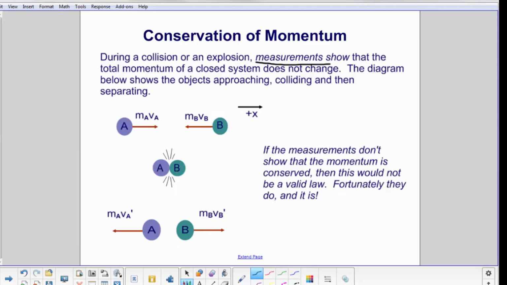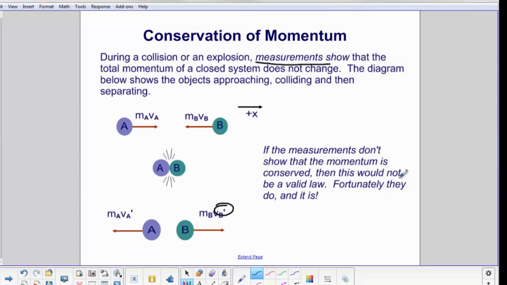They then move away. We're not being too careful about the length of the vectors because we don't know yet which momentum goes with which object. We'll need the equation. But the key point here is this little thing here, the prime. That shows the velocity after the collision.